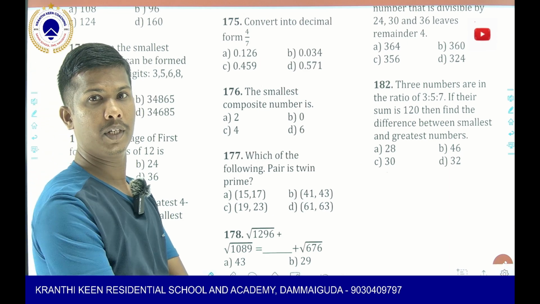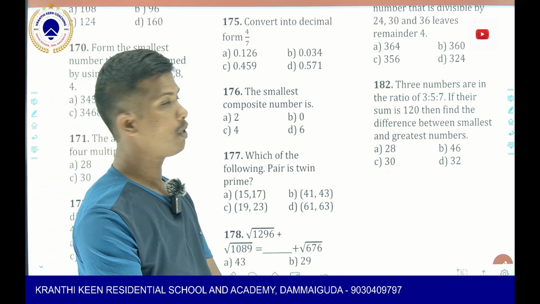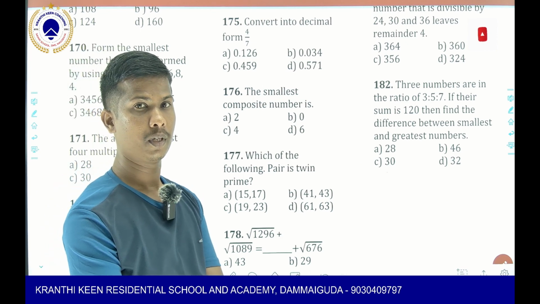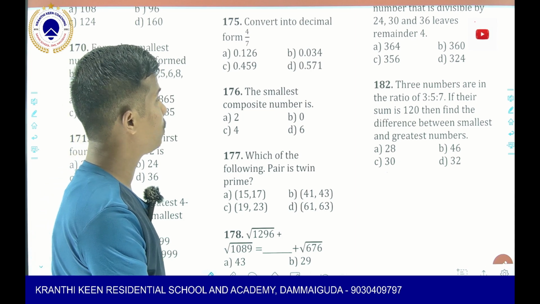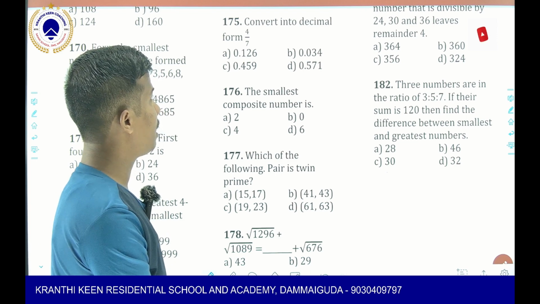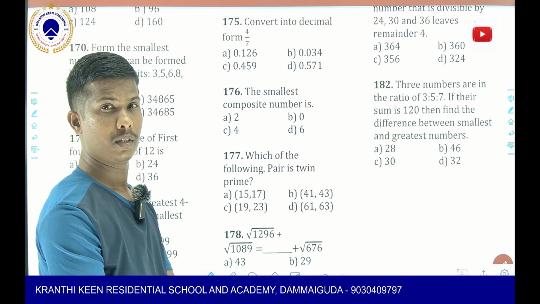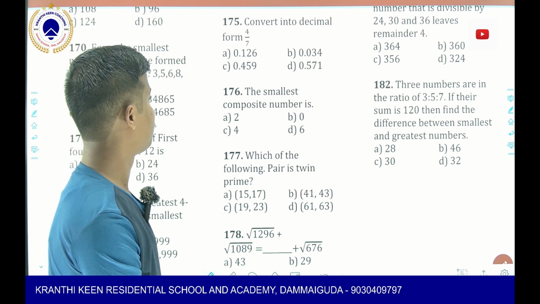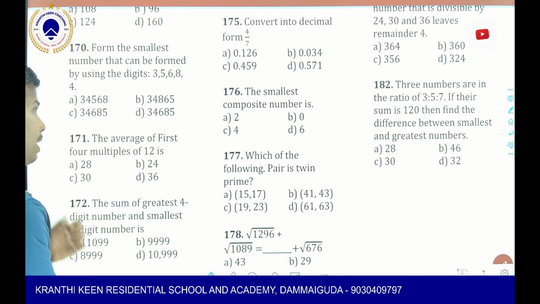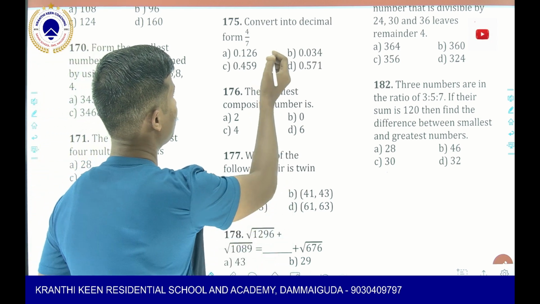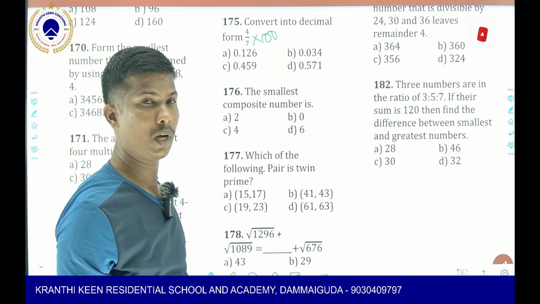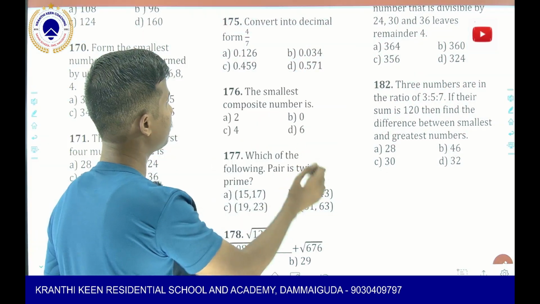Next question number 175 is to convert into decimal form. A fraction is given. What you have to do is convert it into decimal form. Sometimes he asks you to find the percentage, he will give a fraction and ask you to convert it into percentage. At that time, to convert it into percentage, multiply with 100. To convert it into decimal form, we divide. Okay.